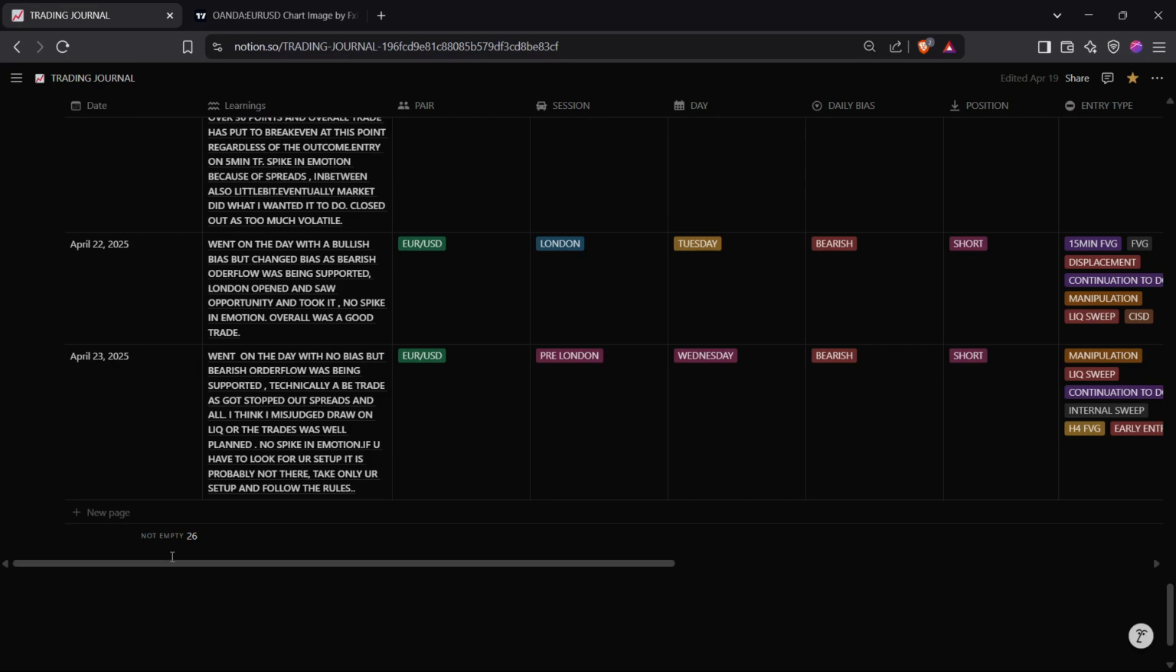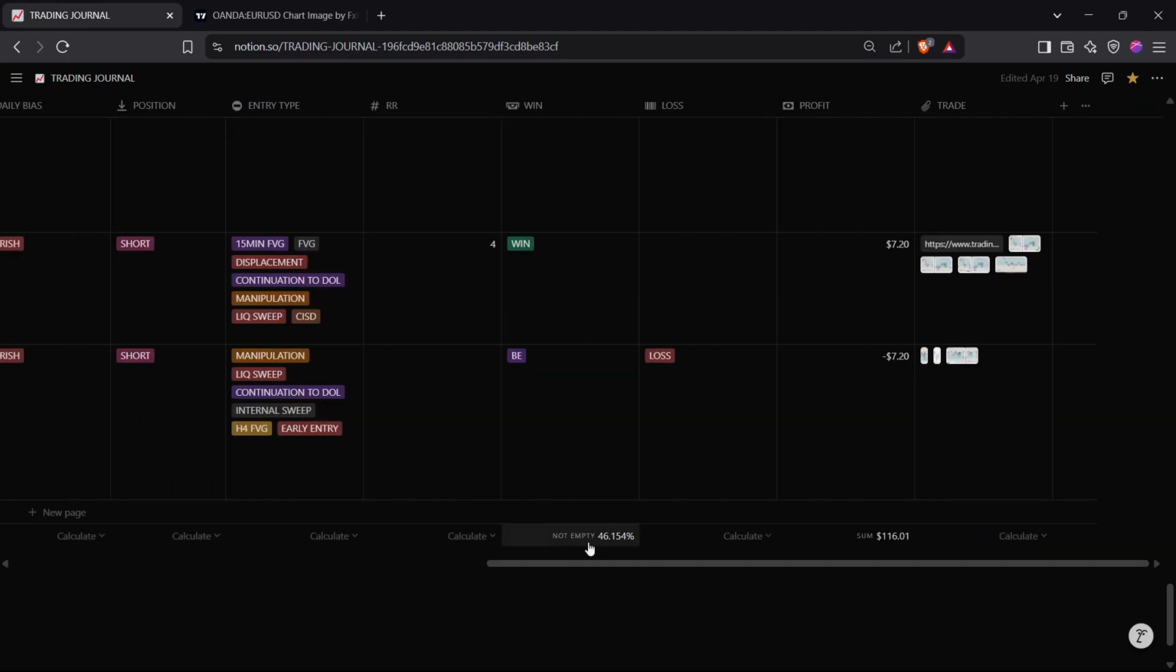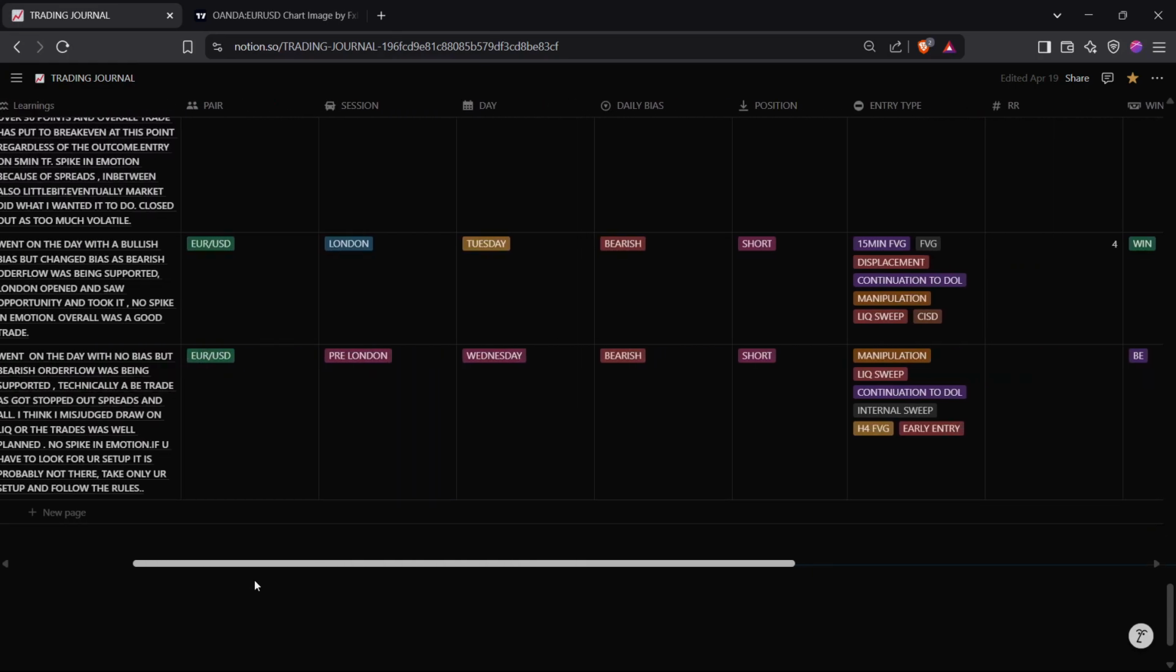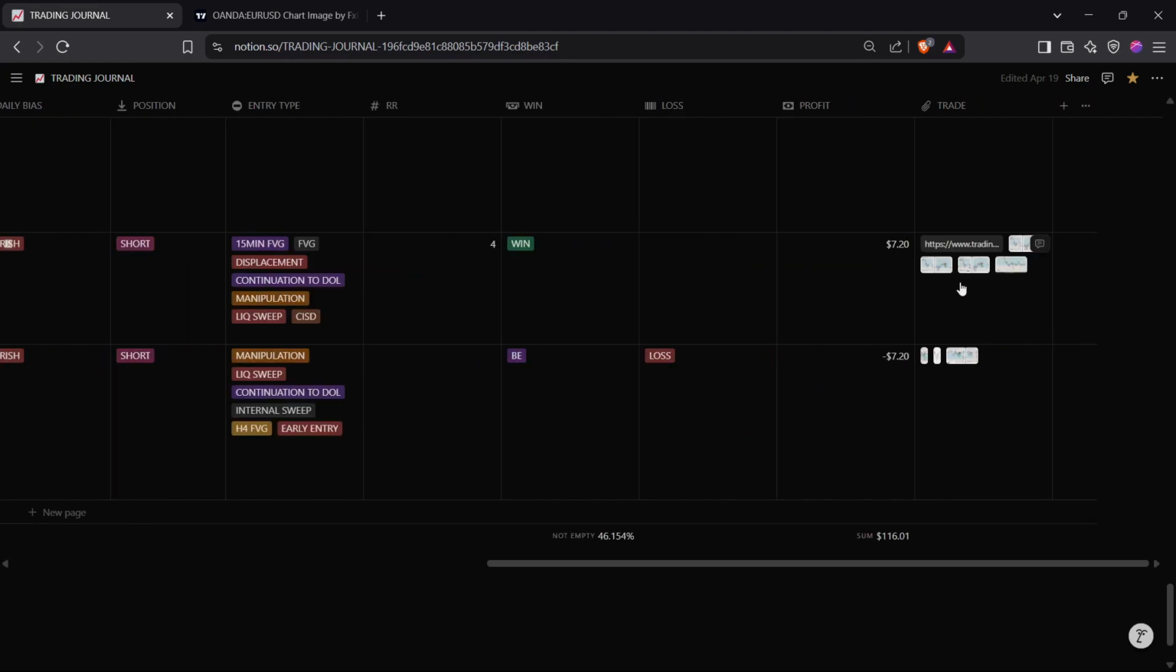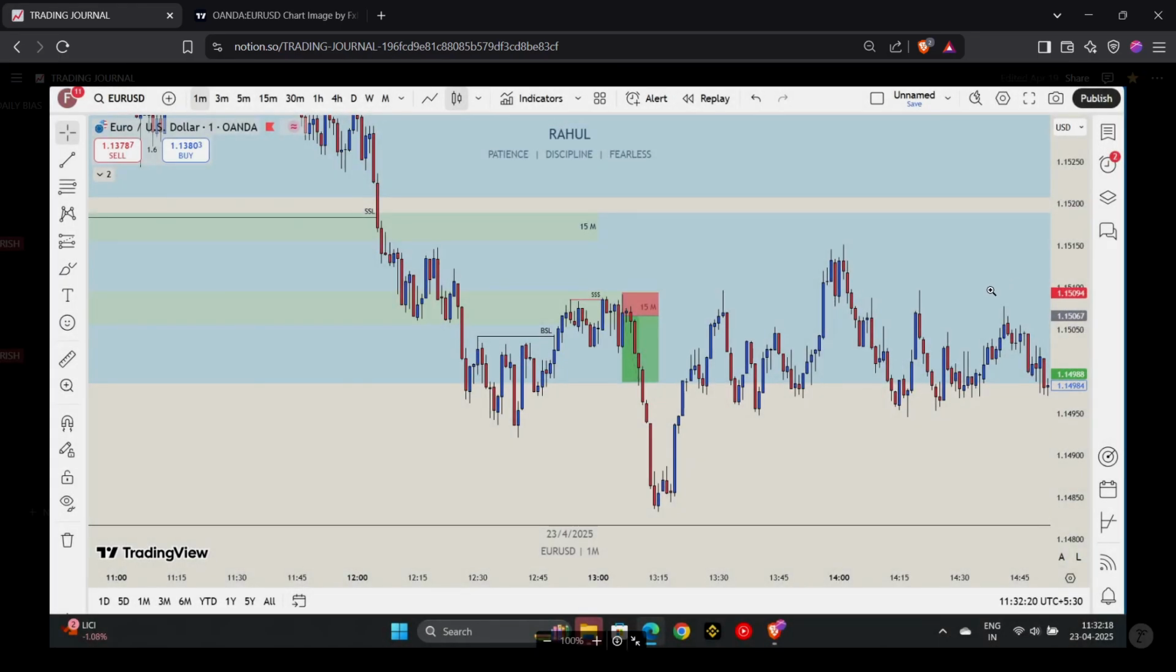With this strategy, as you can see, I have taken over 26 trades, and overall my profitability is around 46%. My average risk to reward is 2.7, so overall I'm profitable. I'm just trying to get to at least 50 trades, then I can eventually scale up. If anyone is going to say that you are making small profit, I don't care. I'm just trying to become a better trader. I'm not trying to pass any account or anything.